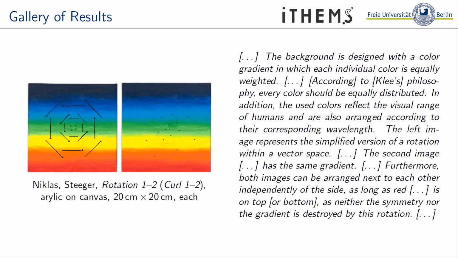The left image represents the simplified version of the rotation within a vector space. The second image has the same gradient. Furthermore, both images can be arranged next to each other independently of the side, as long as red is on top or bottom, as neither the symmetry nor the gradient is destroyed by this rotation.